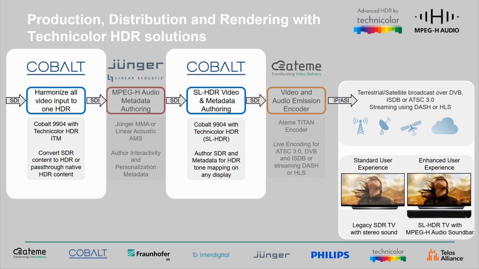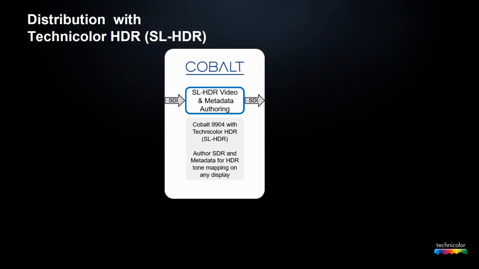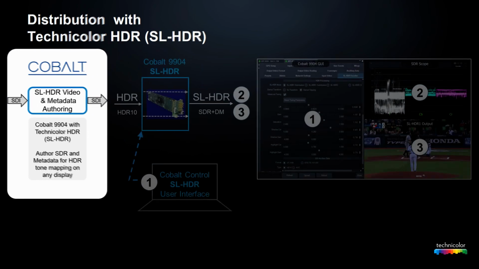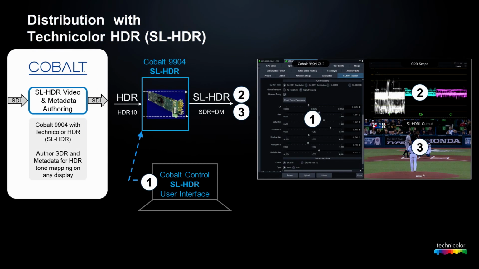So in this second part of our Technicolor hands-on session, we will proceed down a production chain and focus on setting up the encoding stage for the Technicolor SL HDR1 distribution format. This step of the production chain is typically after playout, once a full HDR channel has been produced, and just before the contribution or distribution encoder.